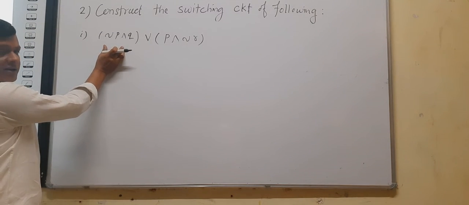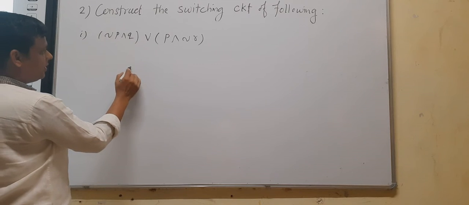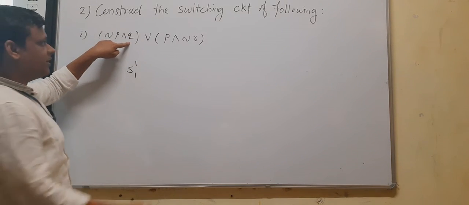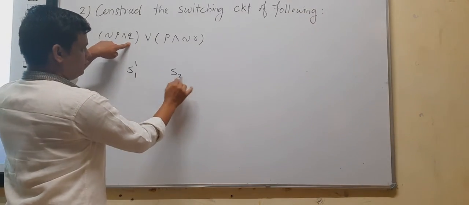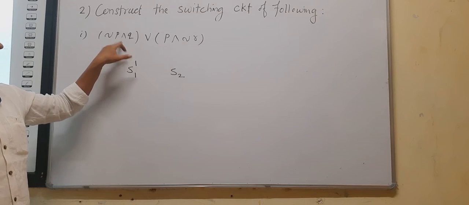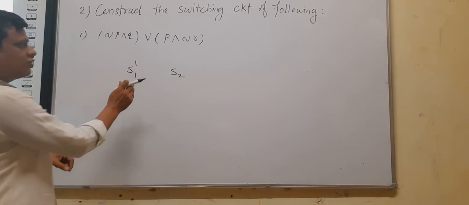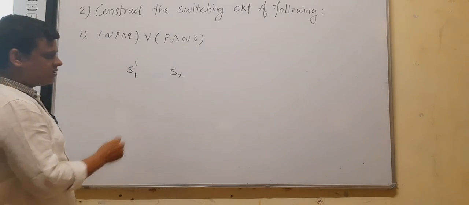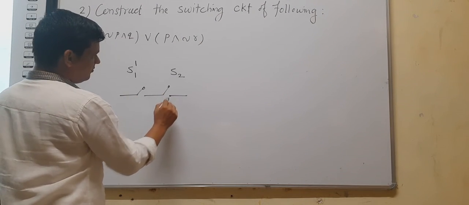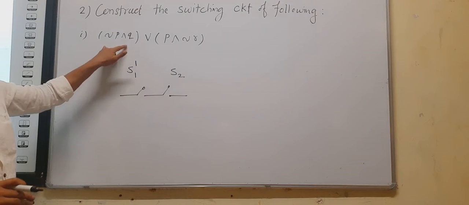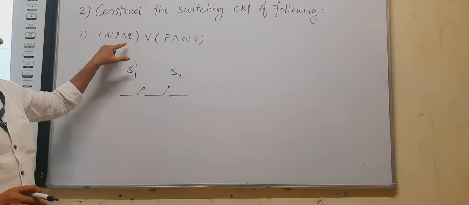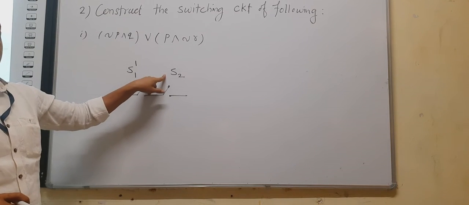Now I directly construct the switching circuit. See the first bracket, negation of P. Negation of P means S1 dash. Q means S2. Now these two are in conjunction form. That means these two switches are in series combination. So we have to construct the first circuit for this first bracket. This is series combination for S1 dash and S2.